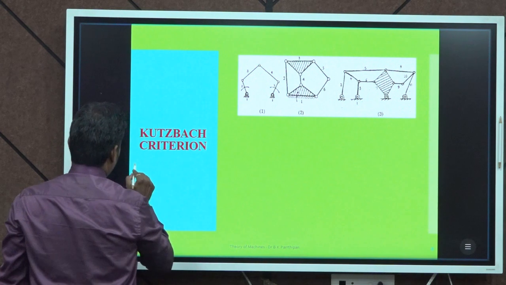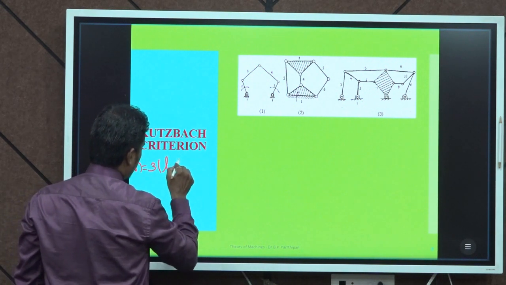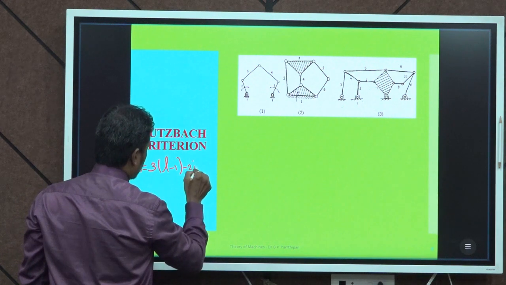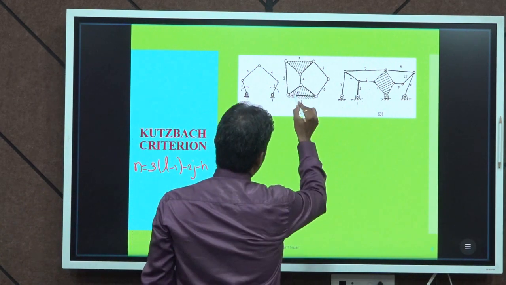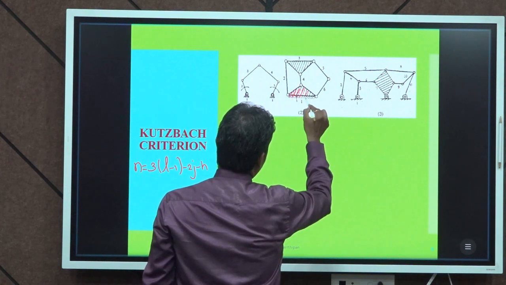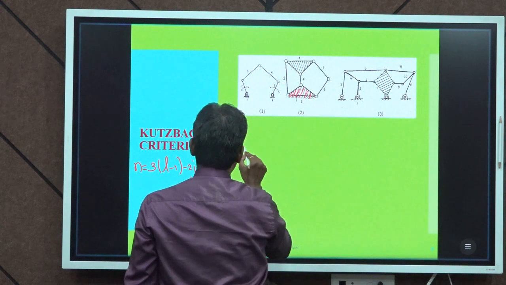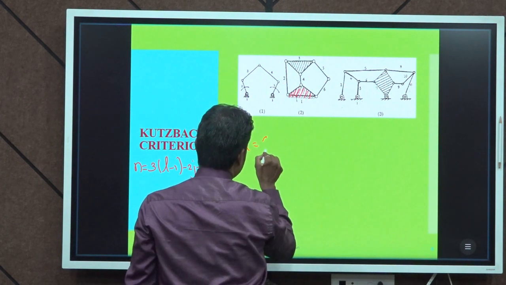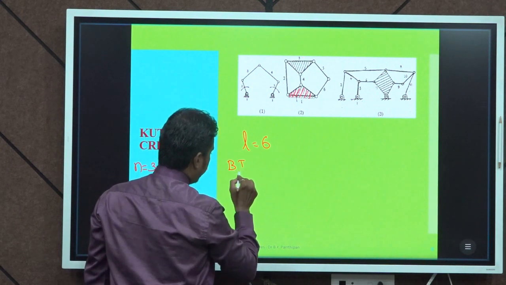Again the same thing, we need to find out the degrees of freedom by using Kutzbach relation, n = 3(l - 1) - 2j - h. Now, this problem is considered to have link 1, link 2, 3, 4, 5, 6. So, the total number of links is 6 in this case, and the very important thing is joint analysis.